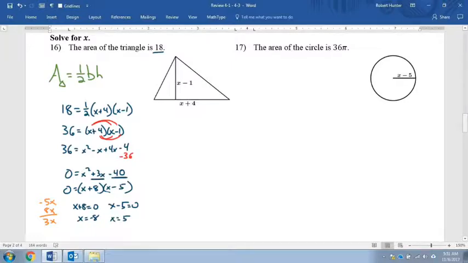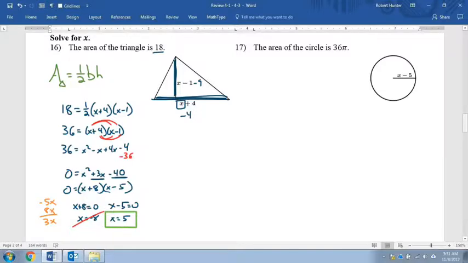Now remember, these both work in the equation we built. However, they don't necessarily both work in the polygon we just built. Here's why. If I plug a -8 in for x, -8 plus 4 is -4. Can you have a distance of -4? No. These distances have to still be positive. -8 minus 1 would make this -9. That just makes no sense. So the -8 doesn't work. The 5 does.